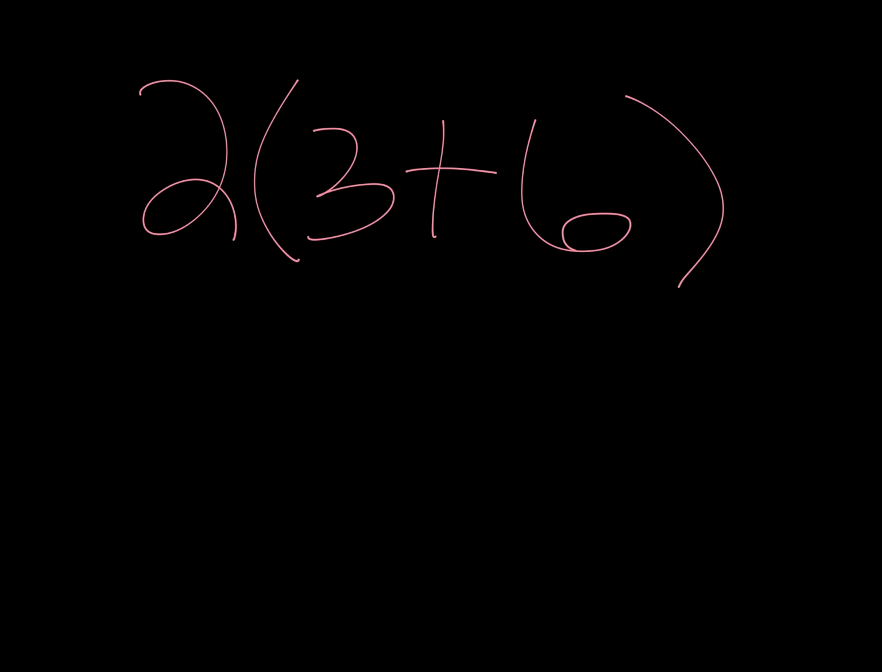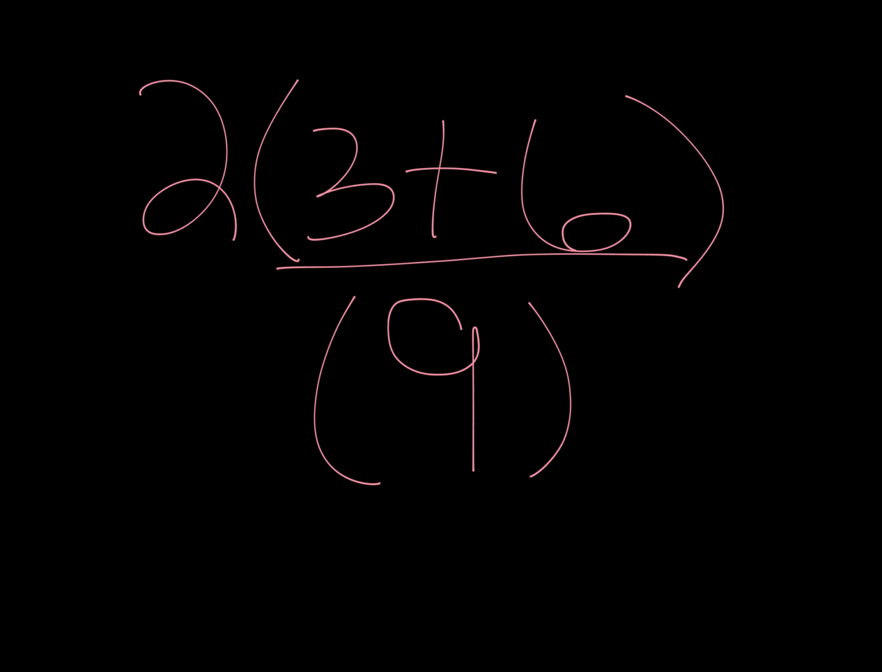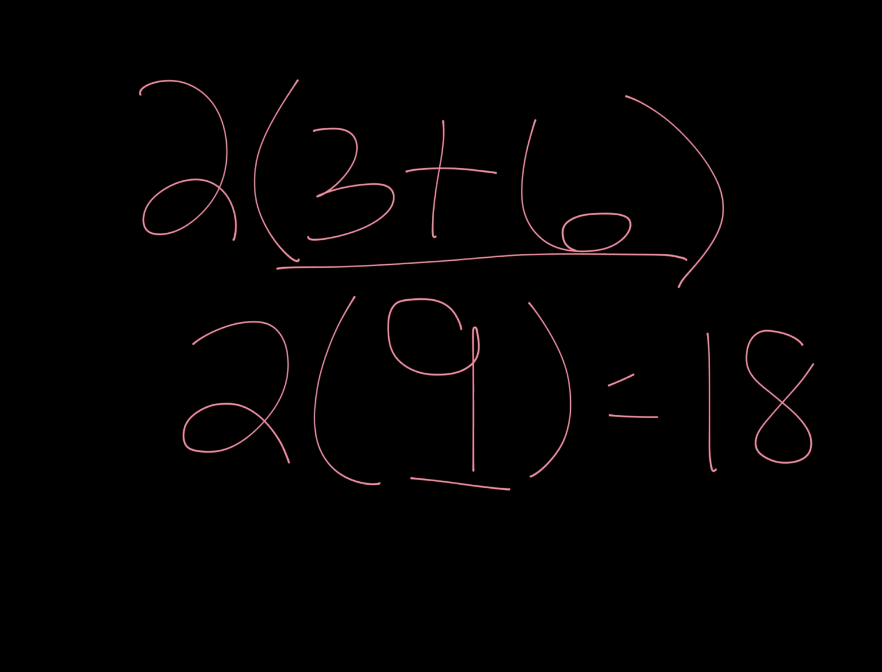So you know that you would typically add 3 plus 6 first on the inside of the parentheses, and 3 plus 6 would give you 9, and then you would multiply that quantity times 2, and that would give you 18. So you have to remember that the 2 is times everything inside the parentheses.